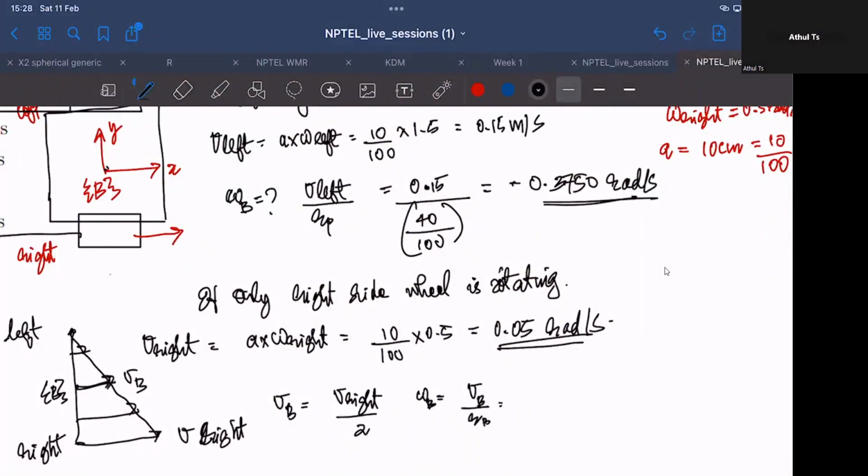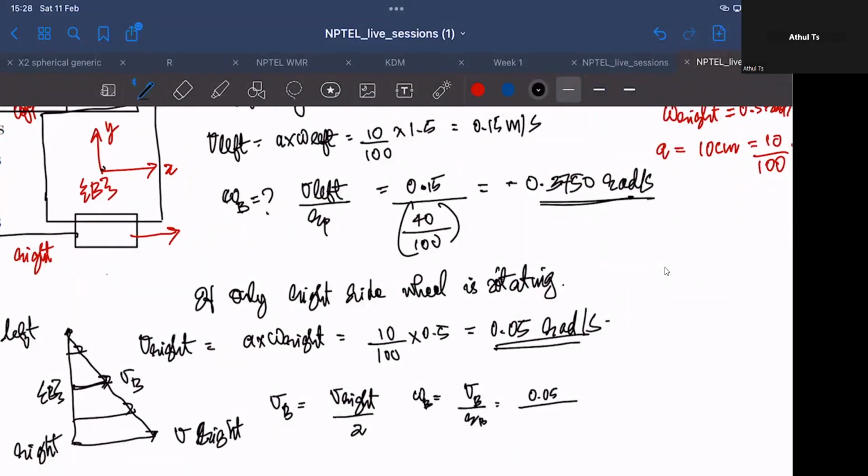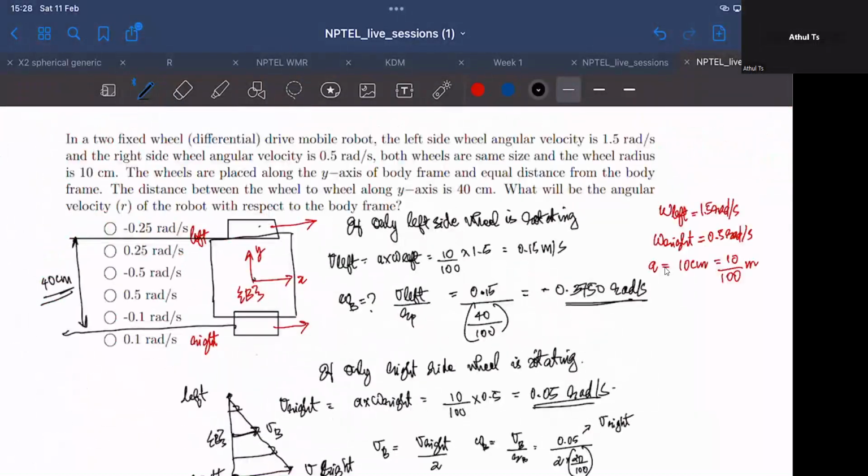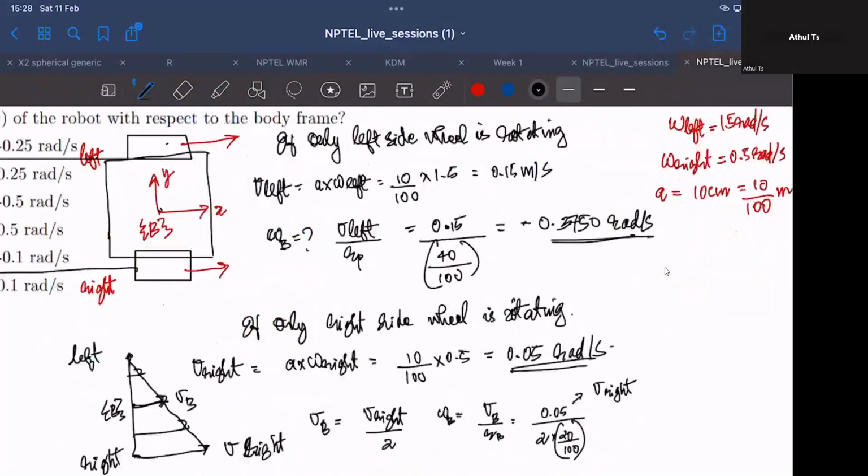This would be 0.05 times, where 0.05 is the wheel velocity V right. So V right by 2 would be VB, divided by 20 by 100. 20 centimeters is the distance between the body frame and the right wheel. So in this case, the final answer would be 0.1250 radian per second.